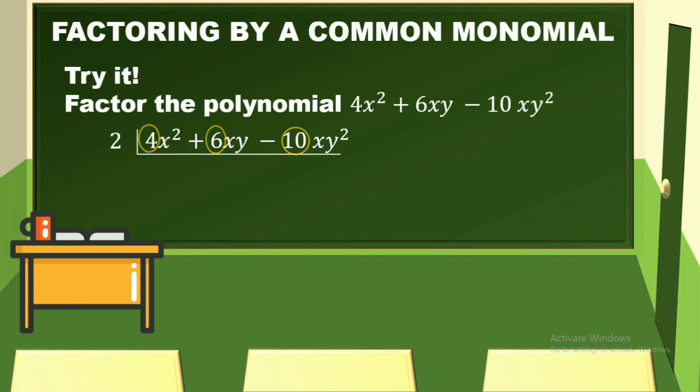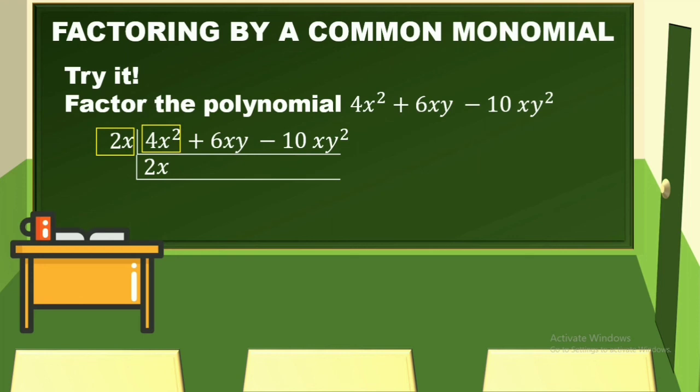Now, let us proceed to their variables. Is there any common variables na meron sa 3 terms? Yes, there is. Ano yun? That is x. Okay, let us put x as the common factor. Now, let us divide the first term to the factor outside the elbow, and that is 2x. So 4x squared divided by 2x, the answer is 2x.